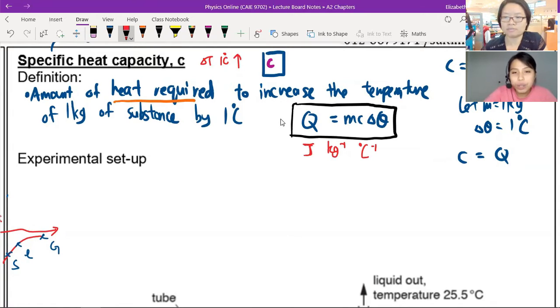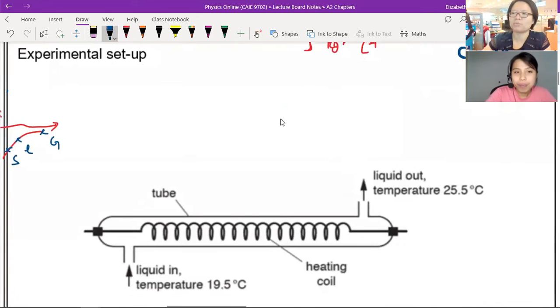Miss, it's in Celsius, not Kelvin? Sometimes there's Kelvin, right? But 1 Kelvin is 1 Celsius when it comes to temperature change. Yes, okay. So this one will be the unit for C.